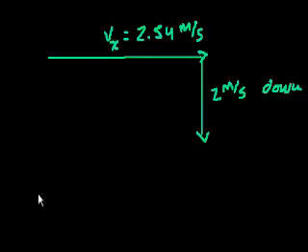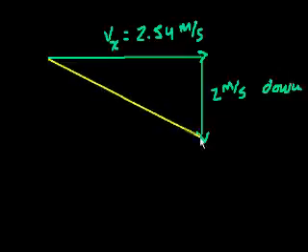And so the resulting vector is going to look something like this. When you add two vectors, you just put one at the end of the other, front to end, like we did here, and then you add them together, and this is the resulting vector. And I think you're used to that at this point.